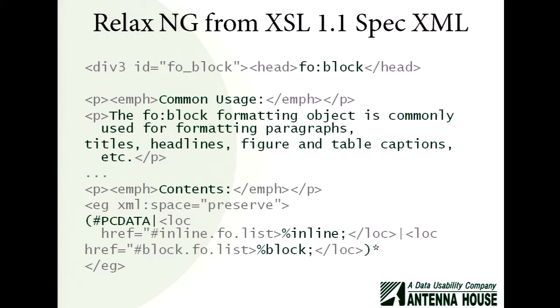So this is a short excerpt from the XML of the XSL 1.1 spec. It's all the same thing. FOs have an XML ID. There's a paragraph. They all start with a common usage paragraph saying what it is, and the content model is sort of markup, which looks a bit like DTD markup. But there are also links in there.